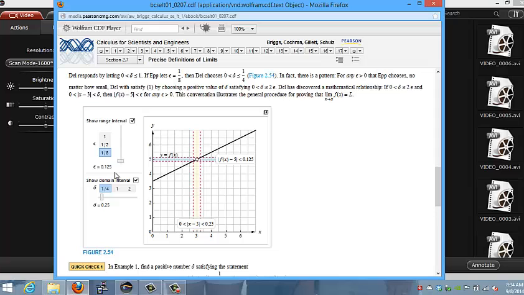Given an epsilon, can I find a delta that'll get me in that window? If I can, then the limit exists. Now, if I can't, then we have a different story. Then the limit may not exist. And so we have some examples here like that.